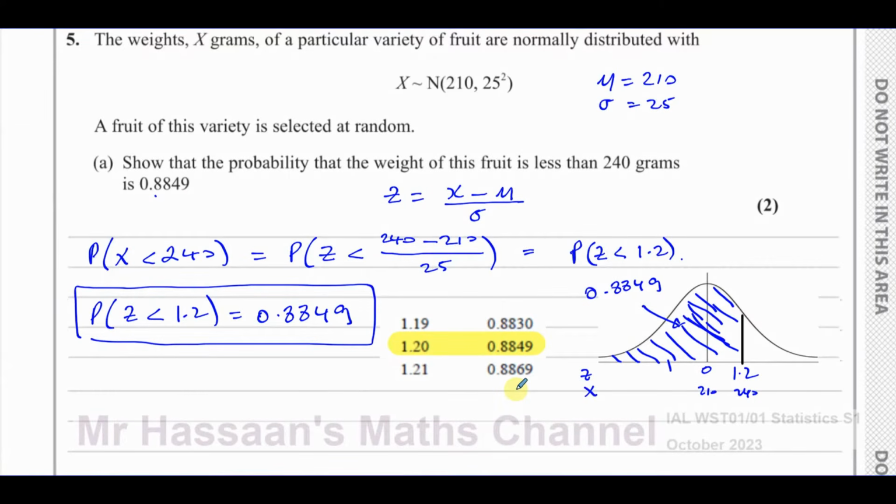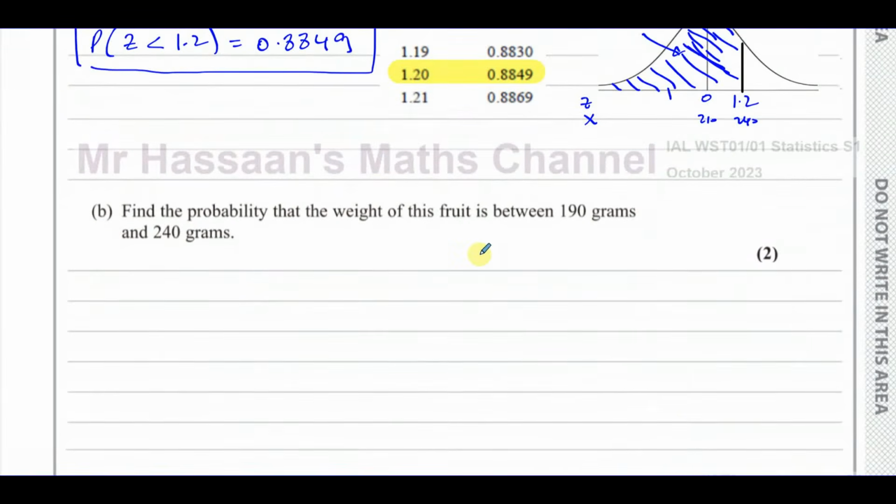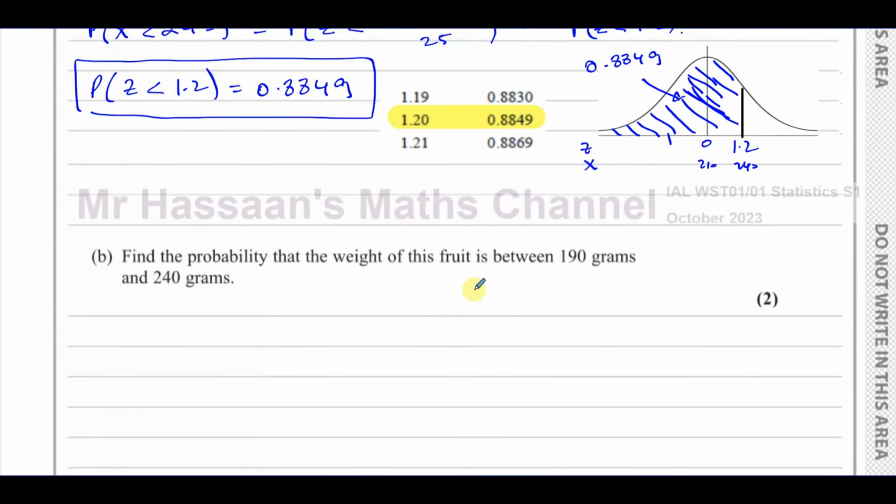Okay, now for part B, it says the probability that the weight of this fruit is between 190 grams and 240 grams. We've got to find that probability. Well, we already have the probability of it being less than 190. Now we've got to find the probability of being less than 240. And now we've got to find the probability of being between 190 and 240.